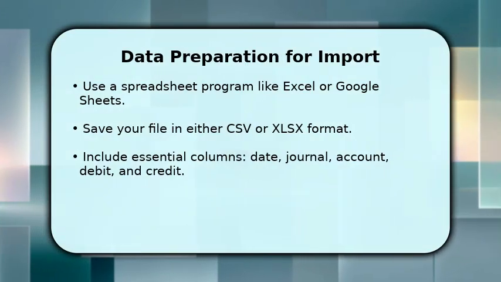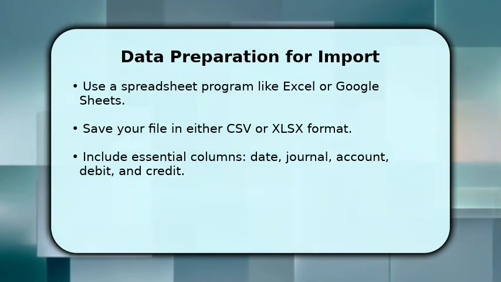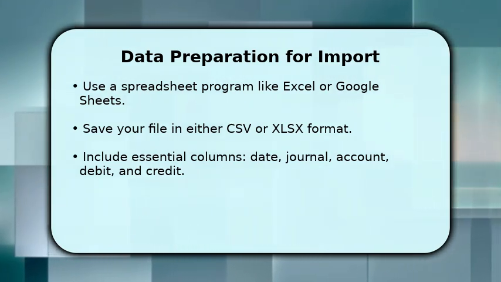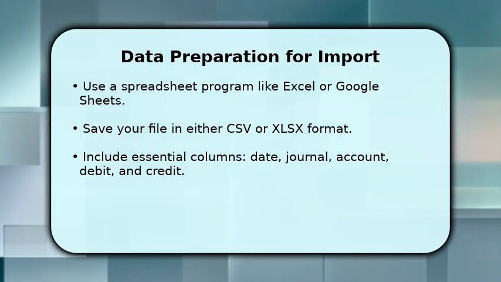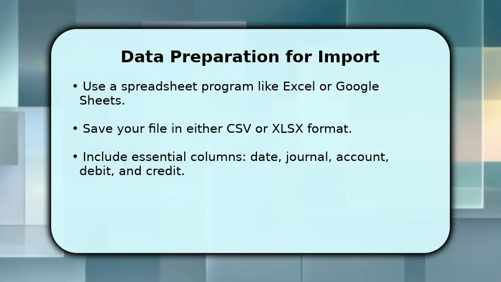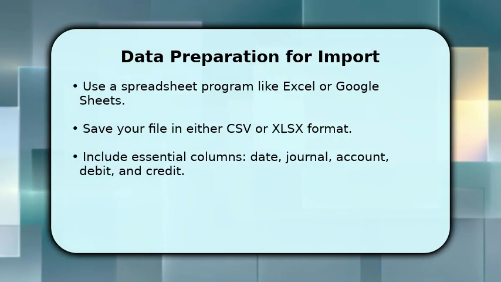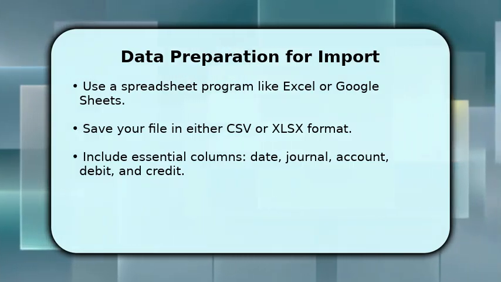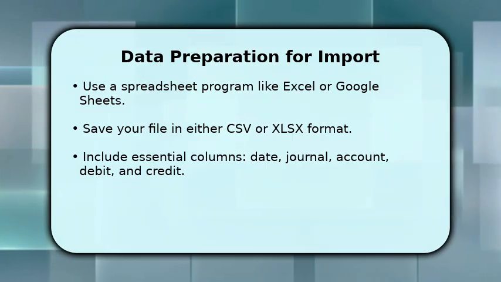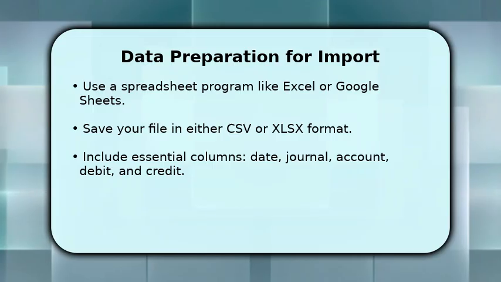First, prepare your data in a spreadsheet. You can use programs like Microsoft Excel or Google Sheets. Ensure your file is saved in a CSV or XLSX format for Odoo compatibility. Key columns to include are the accounting date, journal name, account code, debit amount, and credit amount. You might also add fields for partner names, transaction labels, and analytic accounts for more detailed tracking.